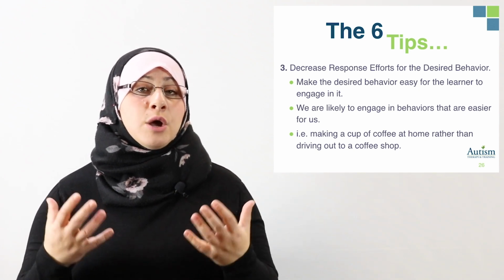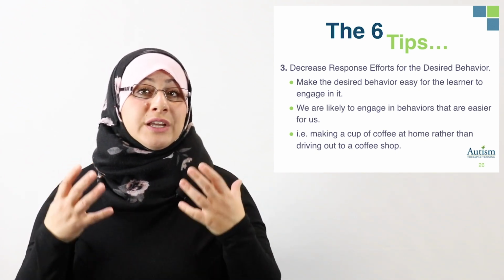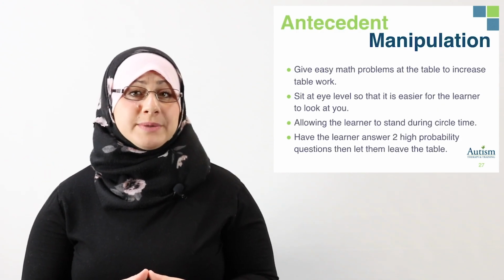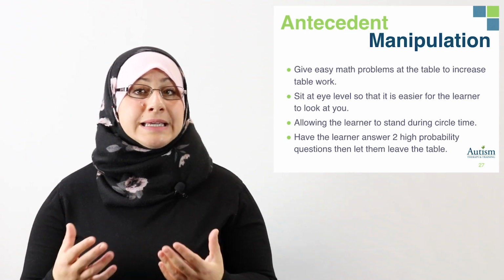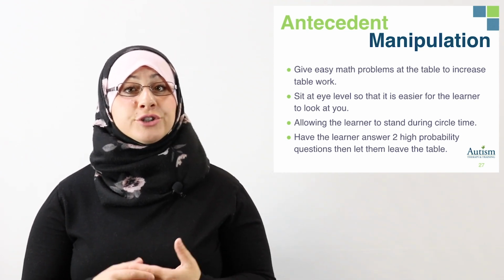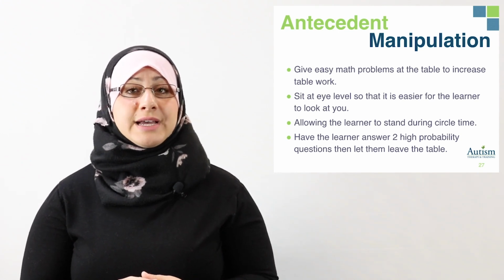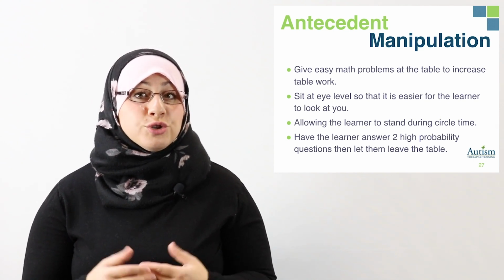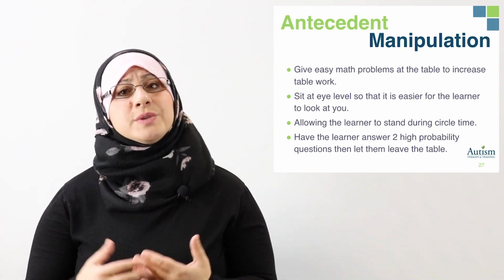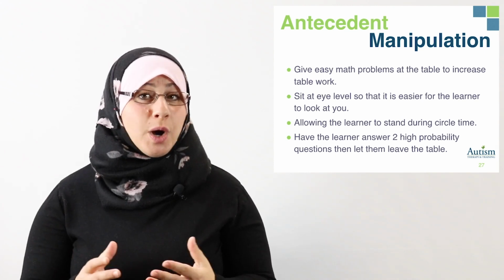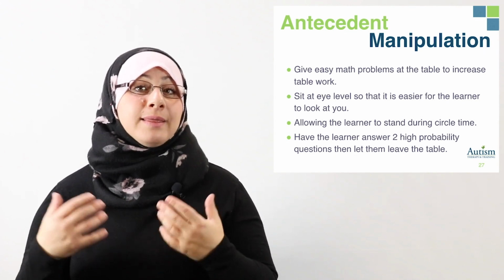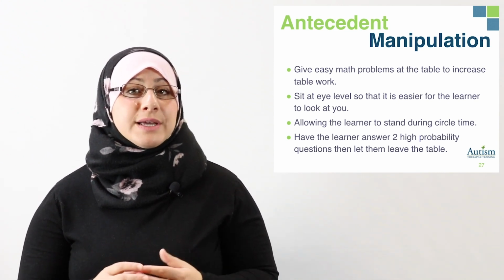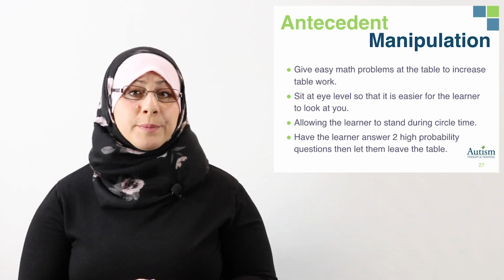So make the desirable behavior easier for your learner. And you do that by adding prompts and supporting your learner so that they do the right thing for you with much ease. Give easy math problems at the table to increase table work. Sit at eye level so that it's easier for the learner to look at you if you're encouraging eye contact. Allow the learner to stand during circle time if you want them to join initially. Then you can teach them to sit down. Have the learner answer 2 high probability questions, then let them leave the table, as I explained earlier. So here we are, making things easier for the learner to engage in the appropriate behavior.